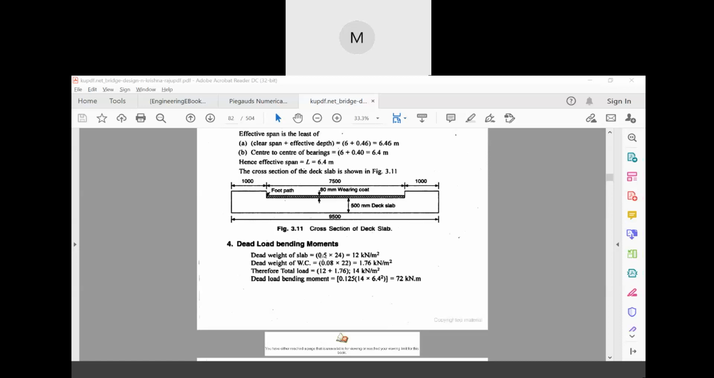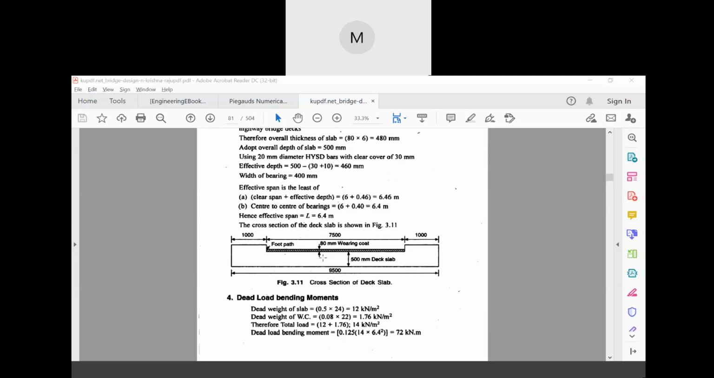Okay, so we are doing now up to this part. Is it over? Now if you see, we'll have to find out the dead load bending moments. Okay, so how will you find out the dead load bending moments?